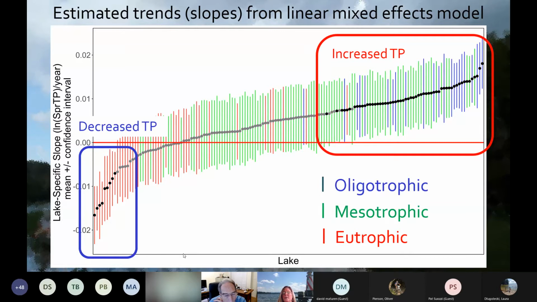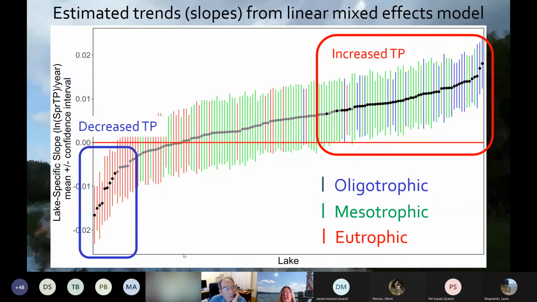My colleague, Dr. Leslie Matthews, used data from our spring turnover sampling program in a linear mixed effects model, which handles data like ours. On this graph, each vertical line represents a lake. The black dots represent the rate of change for total phosphorus for the lake, and the vertical line represents the 95% confidence interval. The red horizontal line represents no change. When the entire vertical line is above the horizontal red line, that represents lakes that are significantly increasing in total phosphorus, while below the line represent lakes that have significantly decreased.